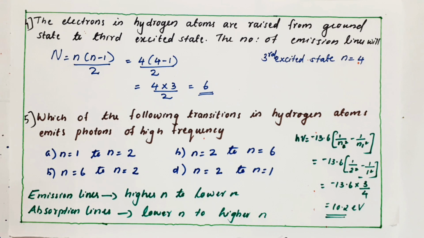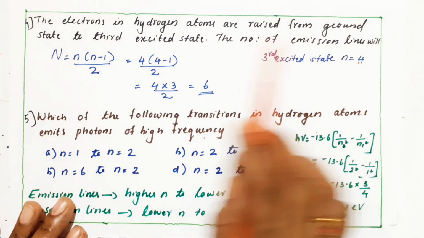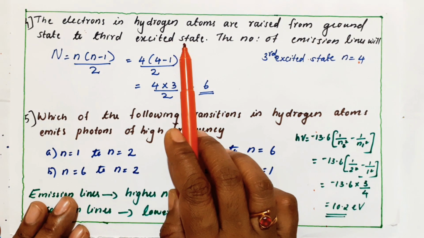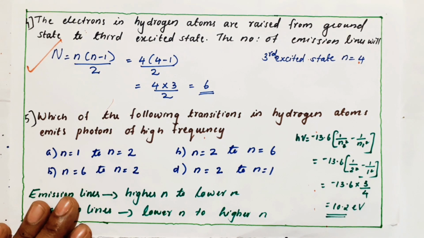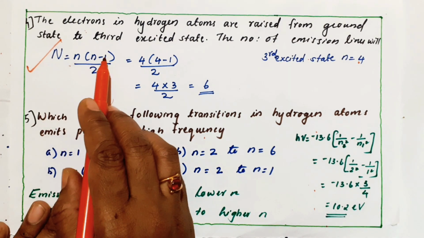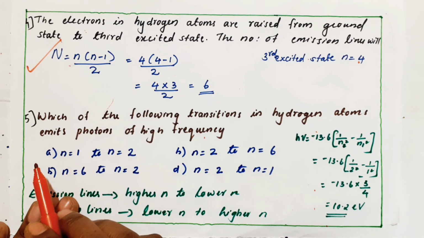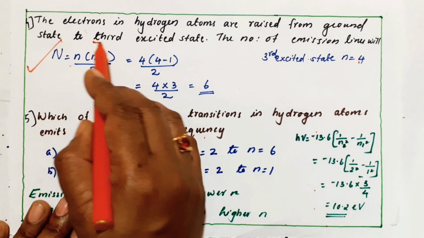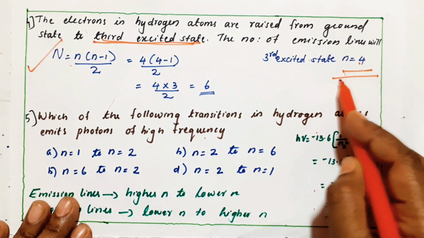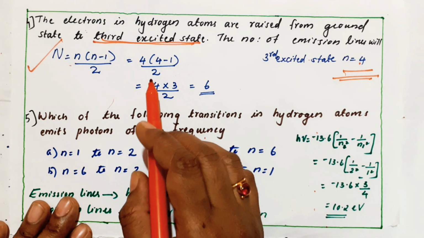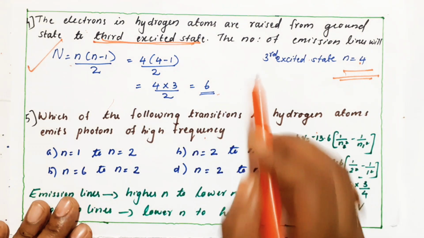Another question. The electron of the hydrogen atom is raised from the ground state to the third excited state. The number of emission lines is? Another important shortcut formula: the number of spectral lines is n into n minus 1 by 2. What is the meaning of third excited state? Third excited state means n equal to 4. So 4 into 4 minus 1 by 2, that is 6. Simple.